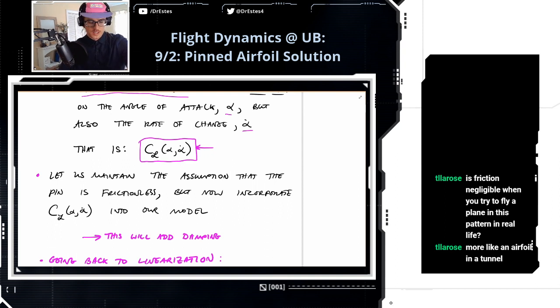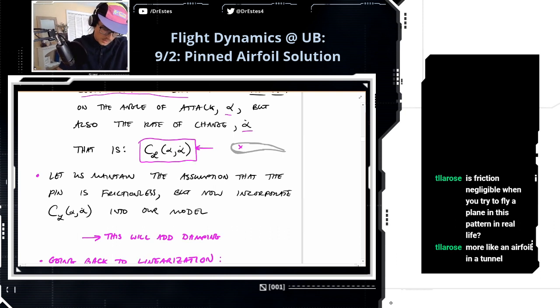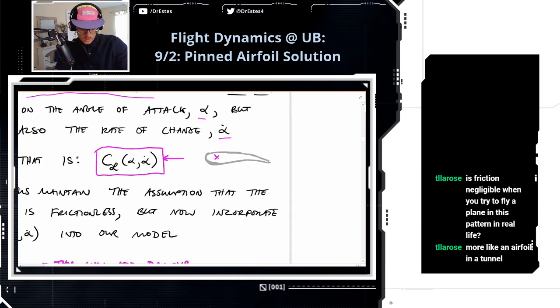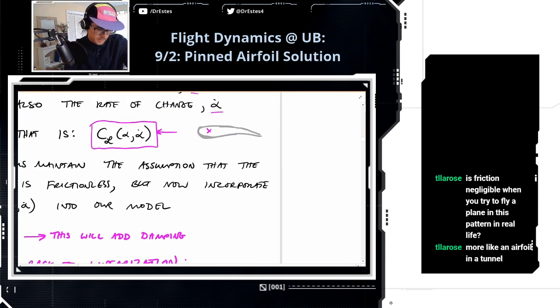But we still want to enforce some physical understanding too. The best way I can explain why lift is a function of the rate of change as well: let's make an airfoil, and let's put a pin joint. Depending on the orientation of this, we know that with a steeper angle of attack, you generate more lift. But that's just saying the lift changes with the angle of attack.